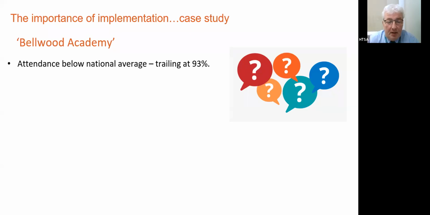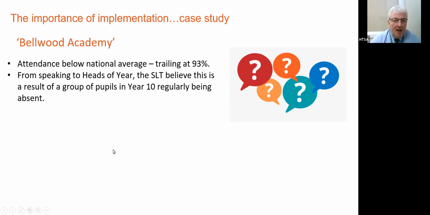And so if you look at some data, the SLT collected some data together, and they had identified that attendance was below the national average. And when they start thinking about this, the heads of year suggest that the root cause of the bad figures is a group of students who show particularly high absence.